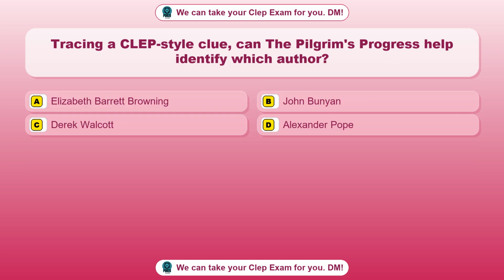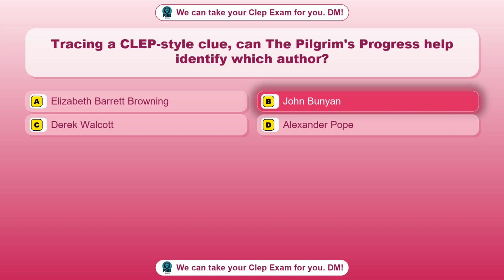Question 94. Tracing a CLEP-style clue, can the Pilgrim's Progress help identify which author? Option A. Elizabeth Barrett Browning. Option B. John Bunyan. Option C. Derek Walcott. Option D. Alexander Pope. The correct answer is option B.